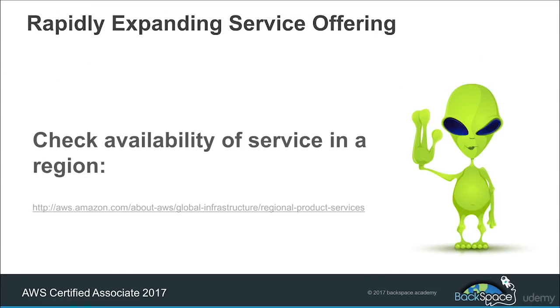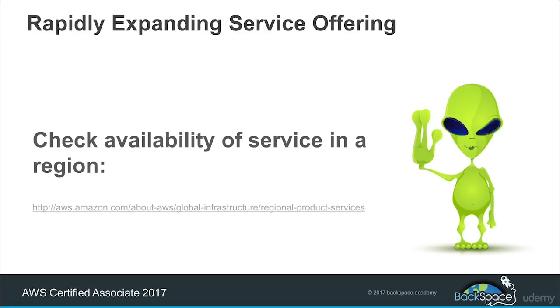Now again, one thing to consider here is that the AWS service offering is rapidly expanding, and it's always a good idea to check the availability of a service in your particular region. For this course, we use the US East 1 standard region, simply because that is the main region that has the broadest range of AWS services available to it.